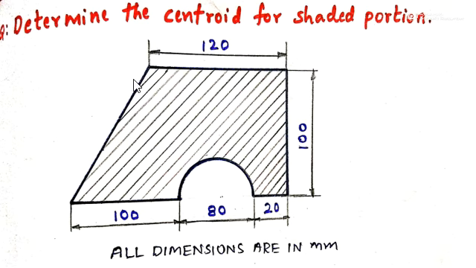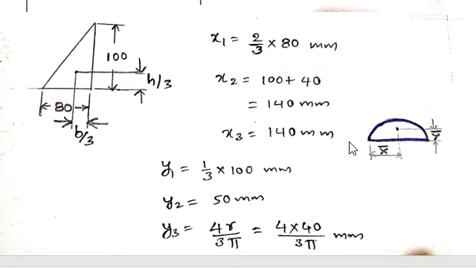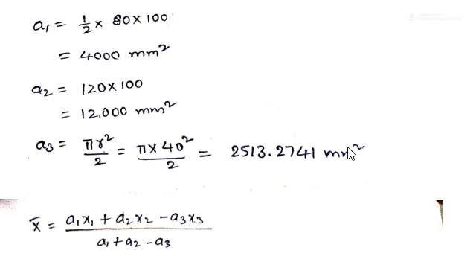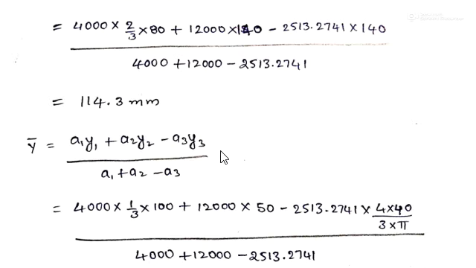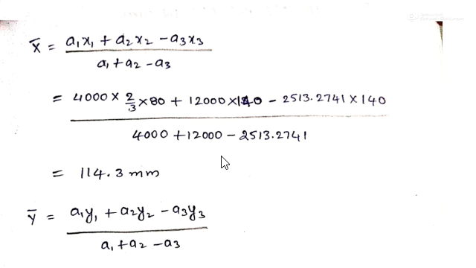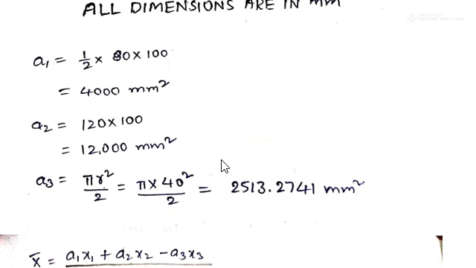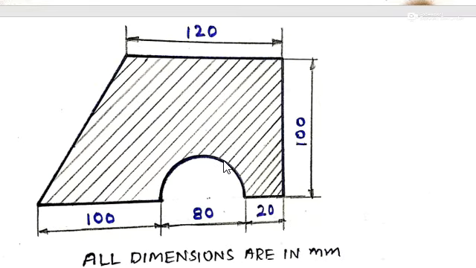For this we have to locate the centroid, and we have the formula: x bar equals a1 x1 plus a2 x2 plus a3 x3 divided by a1 plus a2 plus a3. And for y bar we have a1 y1 plus a2 y2 plus a3 y3 divided by a1 plus a2 plus a3. But that is all plus when you are adding all the elements of the complex shape.